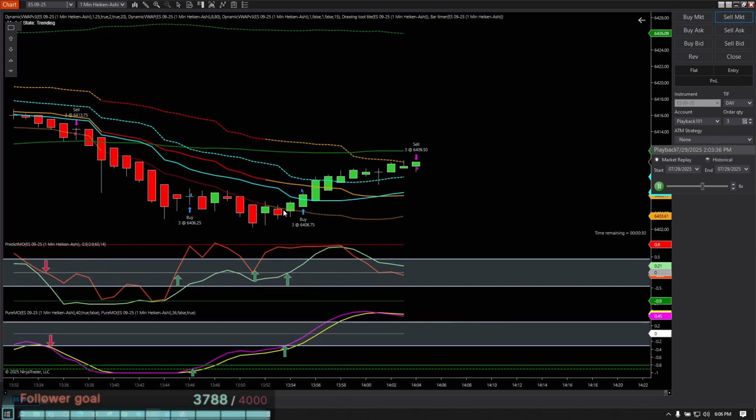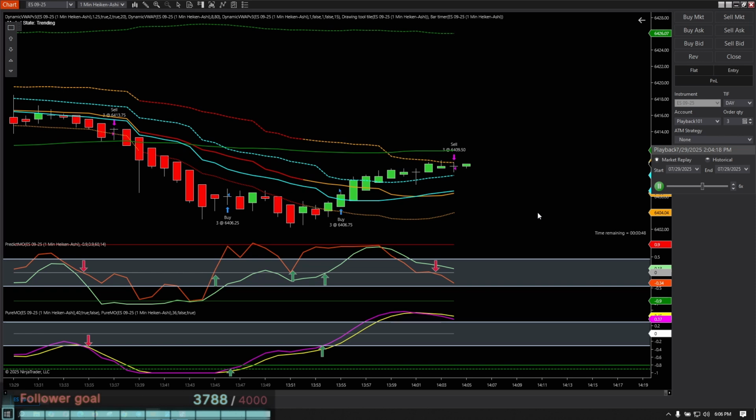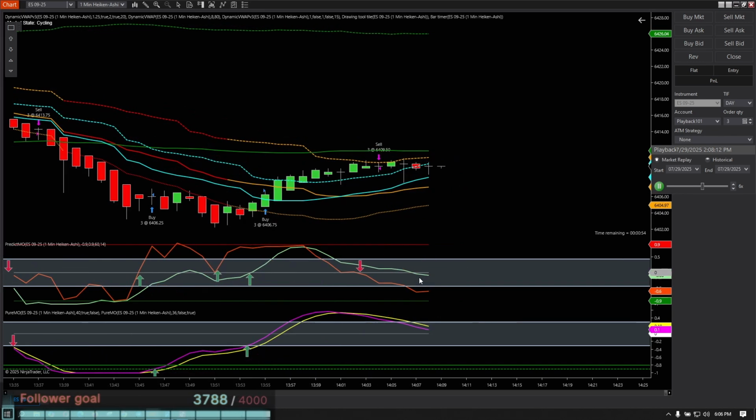Okay, predictor cross below zero right there. Bingo, and that is the end. Right there, guys. That is your exit right there. There's nothing else. It hit the top of the VWAP. If you're at the top of the VWAP, I mean, you know, that's it. That's resistance. Yep, you're right there, guys.